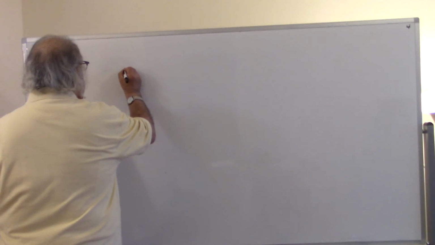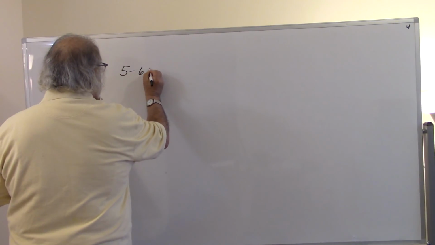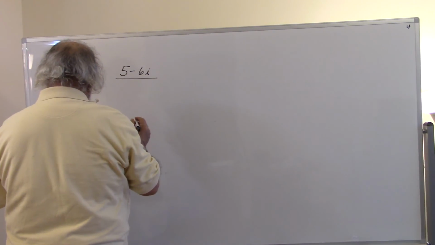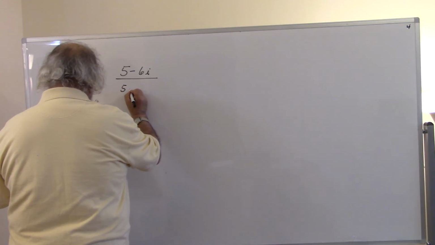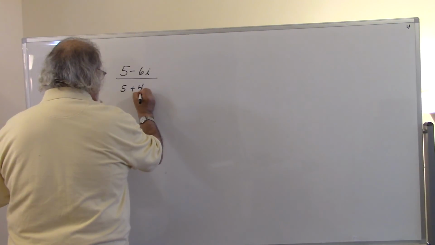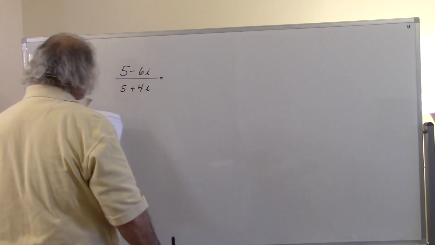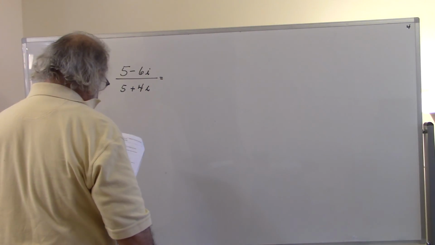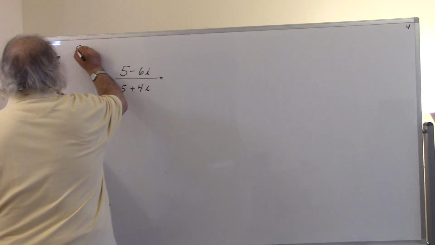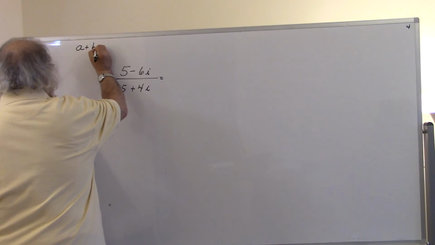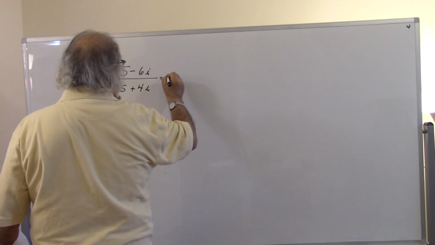Put 5 minus 6i over 5 plus 4i. Divide and simplify to the form of a plus bi. All right.